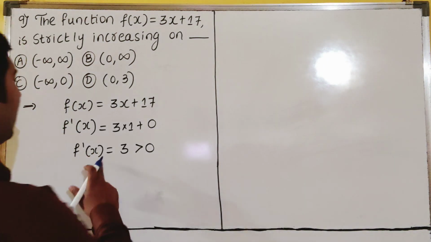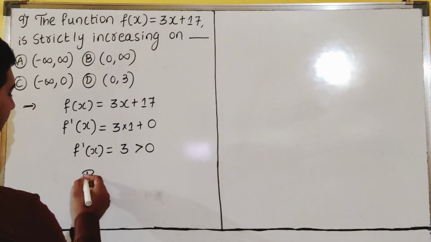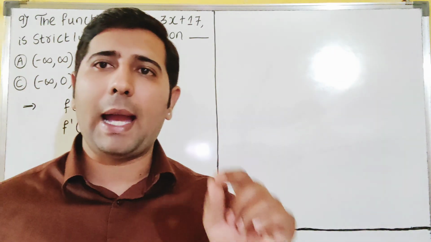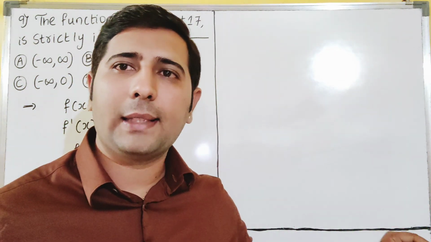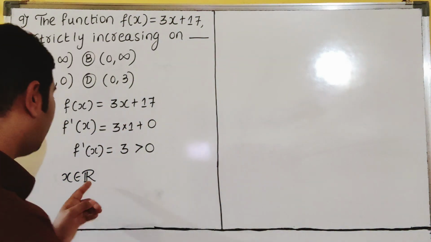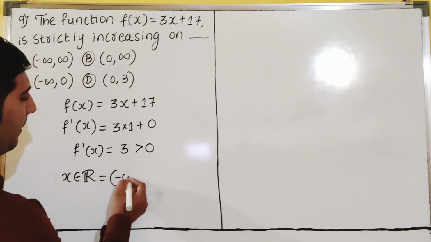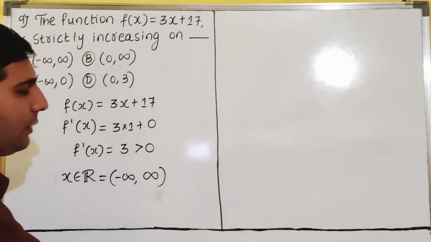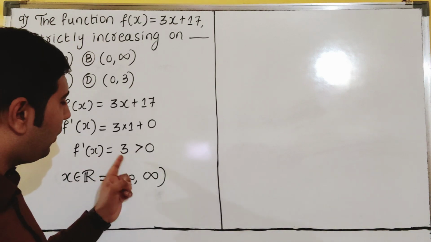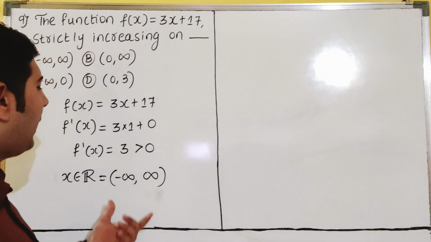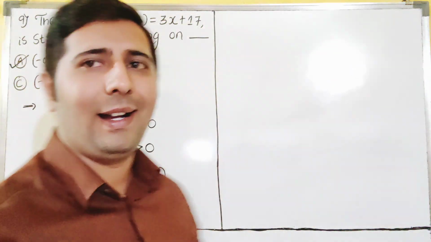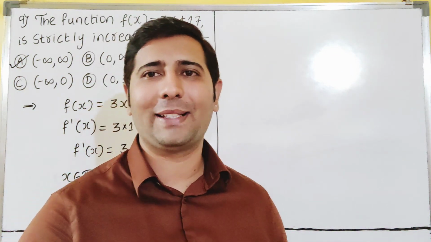So now what is the interval? x belongs to real numbers. Any real number I can put. My f dash of x is 3 only, and 3 means greater than 0. What is a real number? Minus infinity to plus infinity, dear student. Any value you put in between this, our derivative is greater than 0 only, that is 3 only. So our answer will be option A. A for awesome is our answer.